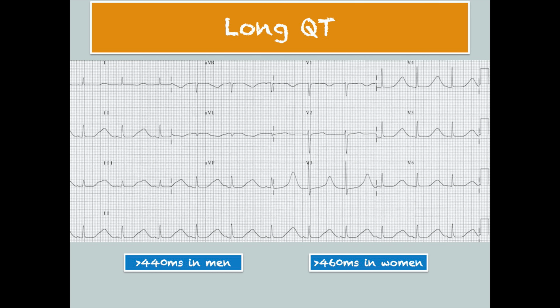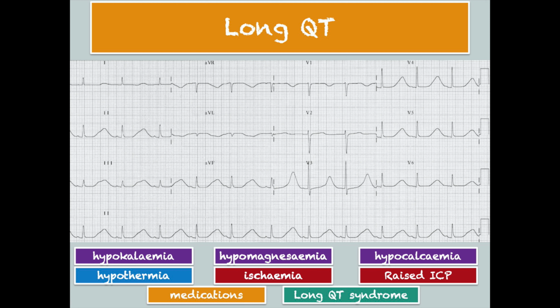The corrected QT interval in men should be less than 440 milliseconds and less than 460 milliseconds in women. There are lots of causes of long QT intervals. Some of the causes are listed here and include drugs, as well as electrolyte derangement, and of course inherited long QT syndromes.